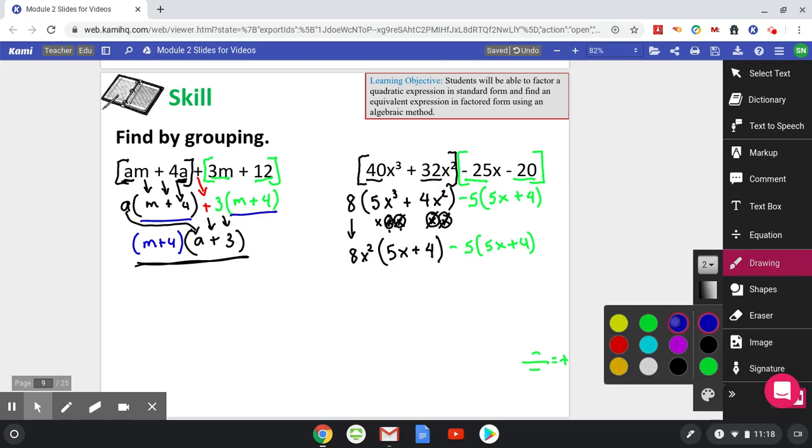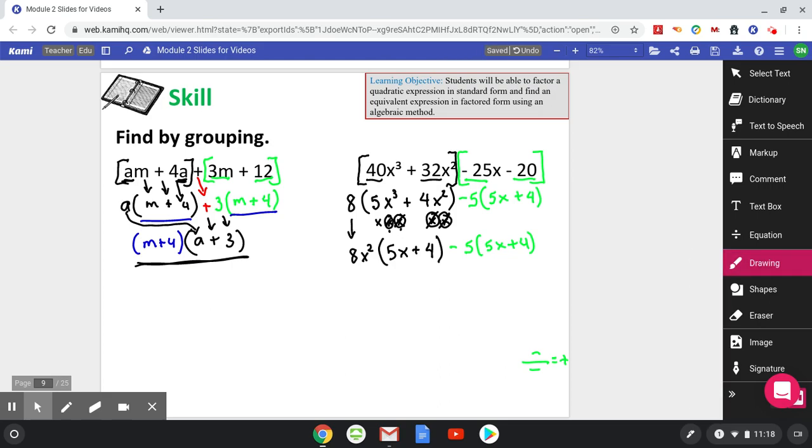Similarly to the easier problems that I showed earlier in video number 1, both terms have the 5x plus 4 in common. We are going to factor that to the front. 5x plus 4. And then whatever was not moved to the front, meaning everything I didn't underline, will be in the second parenthesis. Bring the 8x squared and also bring down the minus 5. And this would be our factored form using the grouping method.